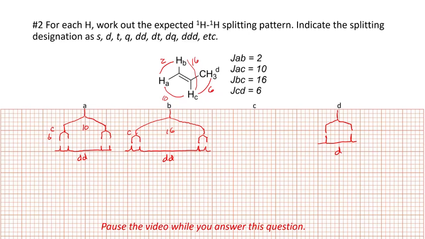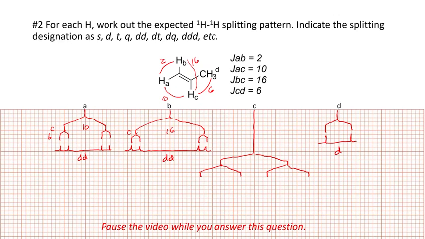All right, now what about this C? Well, all right, this is tricky. 16, 10, and then 6. All right, first the 16. I'm going to do this down here. The 16, that's 8 to the left and 8 to the right, followed by 10. That's 5 to the left and 5 to the right. That looks right. Now, here's the deal. Each one of these is a quartet with a coupling of 6.